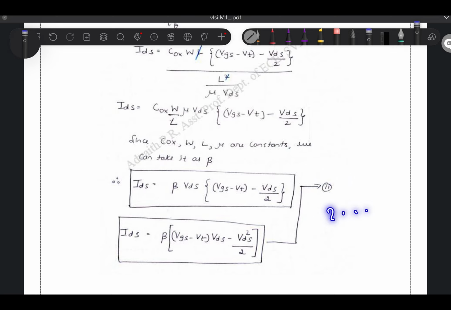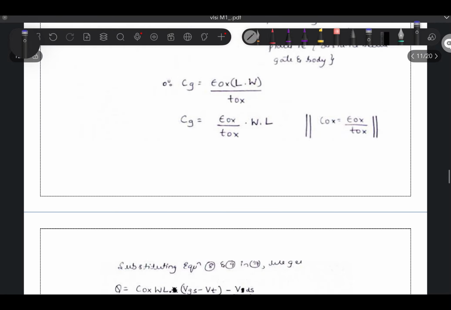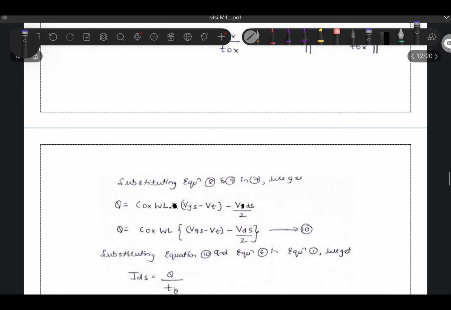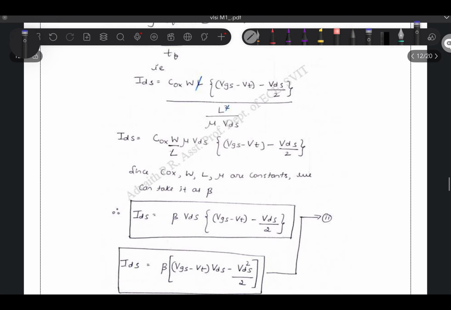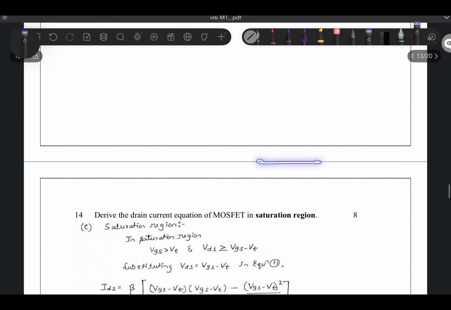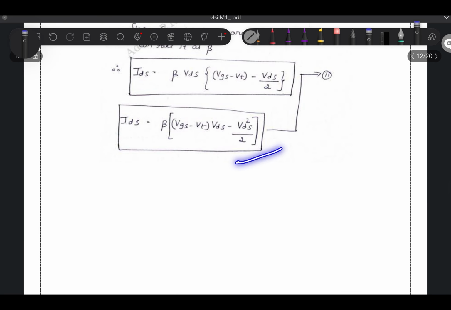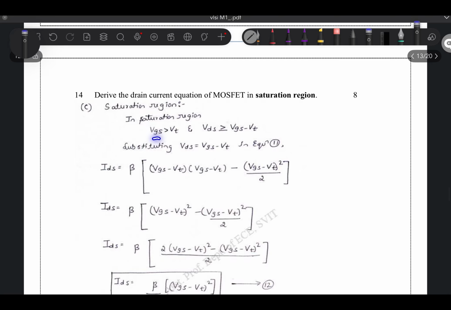So easily you can write them. This derivation is also easy. If you want, I can make a separate video explaining how the equation is derived. If you want, then comment on it. Then comes the saturation region. This is also easy. If you have learned this derivation, then this will be automatically easy because you are directly substituting values into this equation.